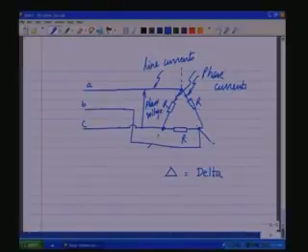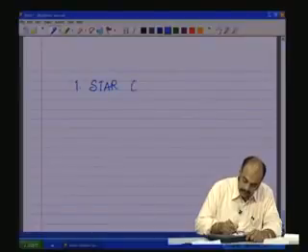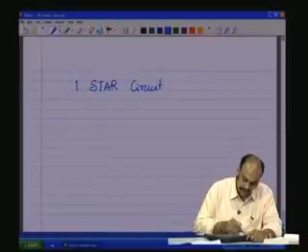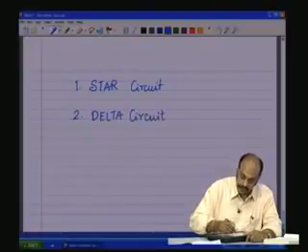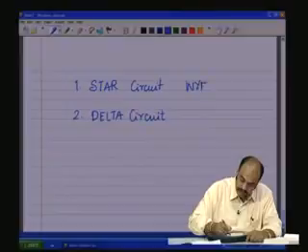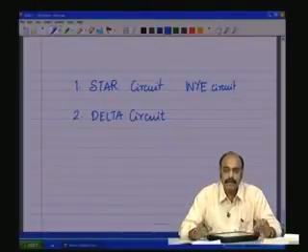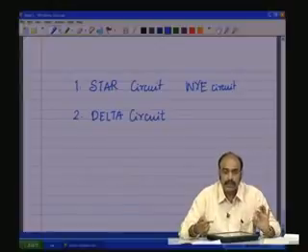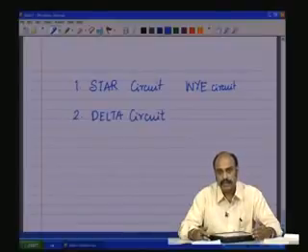So, in general we have two major types of circuits. You have the star circuit and the delta circuit. In the literature, star circuit is also called the Y circuit. So, in all the three phase systems, you either have the star circuit or the delta circuit. We shall discuss more about this in the next class. Thank you for now.